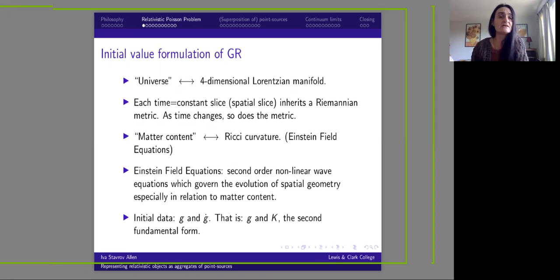At the end of the day, the Einstein field equations give you a second order nonlinear wave equation for the spatial geometry. However, being second order, the initial data that you need is not just the original geometry, not just the metric g, but also its time derivative, g dot. But g dot, the time derivative, is effectively the second fundamental form of the spatial slice as it sits inside of the Lorentzian manifold. So really, the initial data consists of the metric and the second fundamental form.